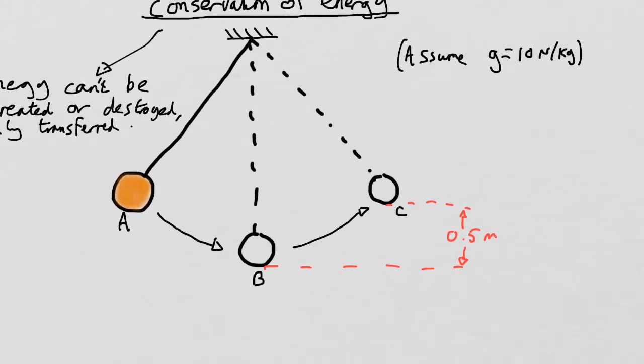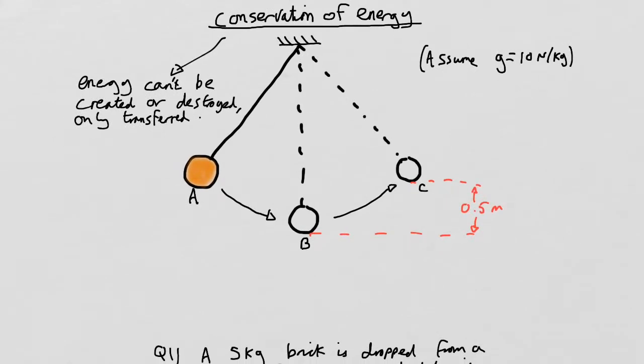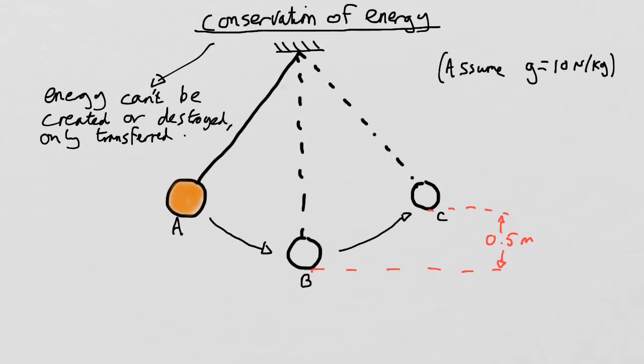This is a pendulum. So a pendulum basically swings, and this particular pendulum is going to swing from position A through position B and then up to position C, and then it will swing back again through B and then to A, and so on. It will just keep repeating.